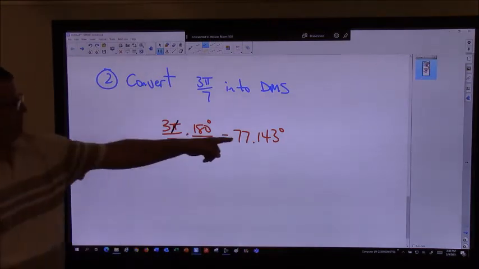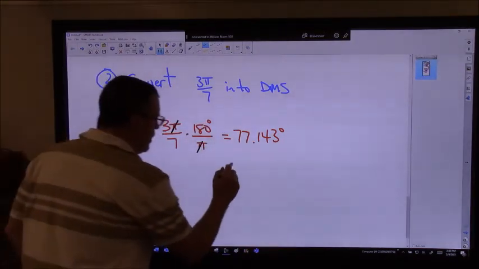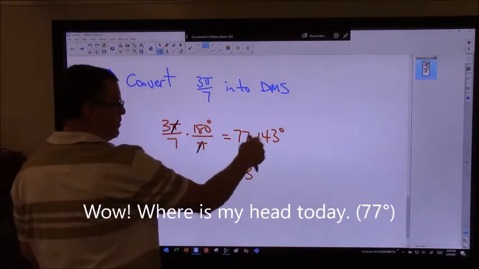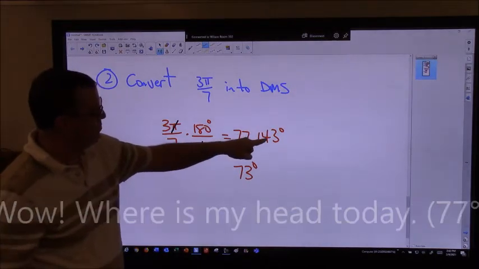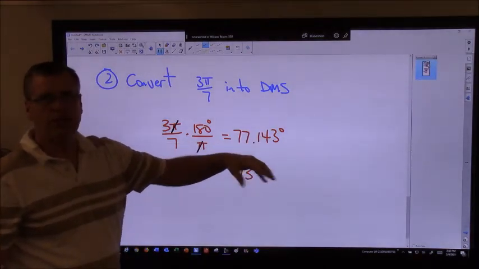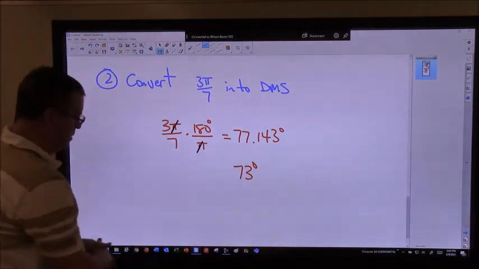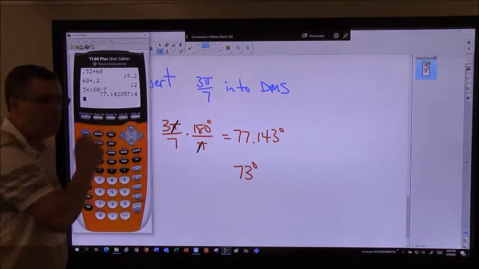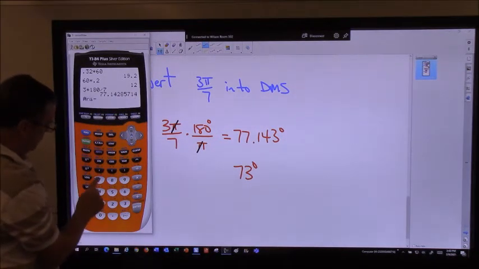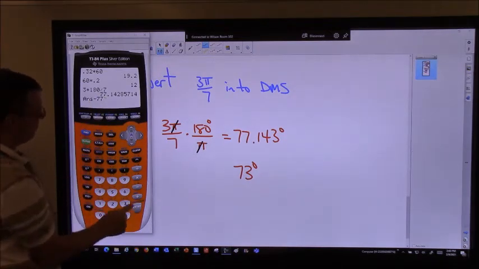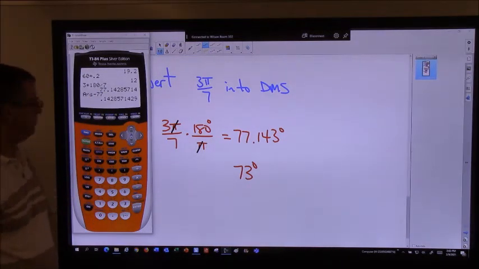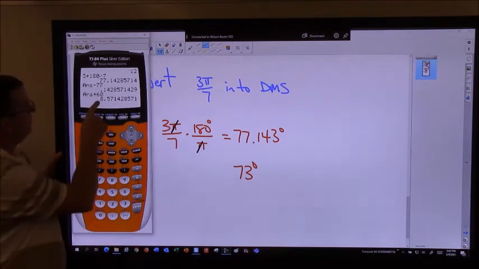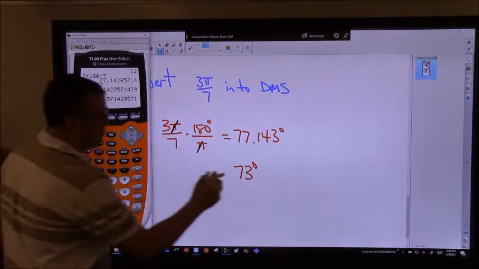All right, so now I want to convert that to degrees, minutes, and seconds. So I know I've got 77 degrees. And then I've got part of a degree here. So I'm going to take that decimal number times 60. Right? I've got part of those 60 minutes. So when I go back to my calculator, I don't want to lose all these digits here. I want to try and keep this as exact as I can. So I'm just going to say minus 77. I'm just subtracting the whole number part. Now I've got my decimal value. And I want to multiply that times 60. And so there's what I get, 8.571 minutes.